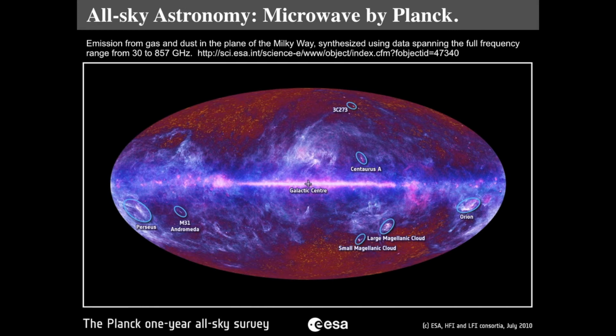Whatever is emitting the microwave emission will usually be associated with dust and gas. It's extremely cool processes, and so this emission comes from essentially gas and dust again, which is very cold and being influenced by the magnetic field of the Milky Way.